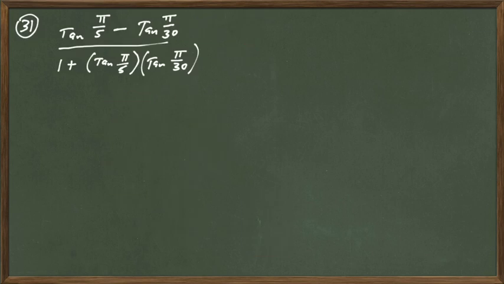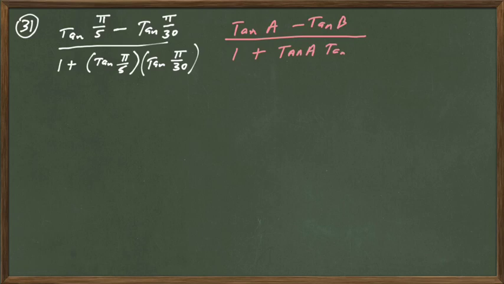Okay, after 29, I was given 31. Is there an identity that says tangent of A minus tangent of B all over 1 plus tangent of A tangent of B? This would be tangent of A minus B, right? Do you agree this would be tangent of A minus B? I believe so. I always remember the tangent, it's the same sign on top.